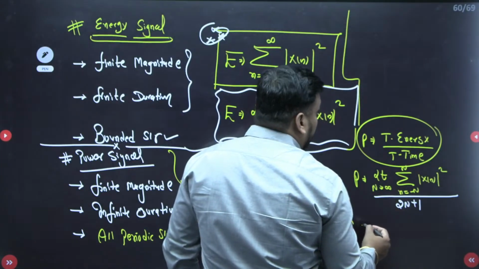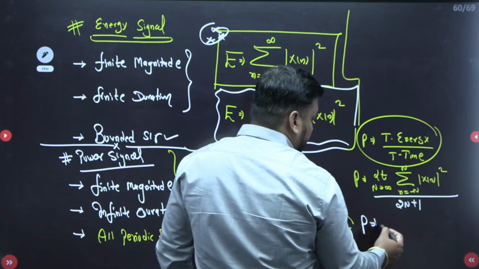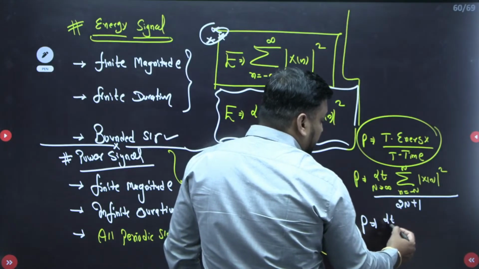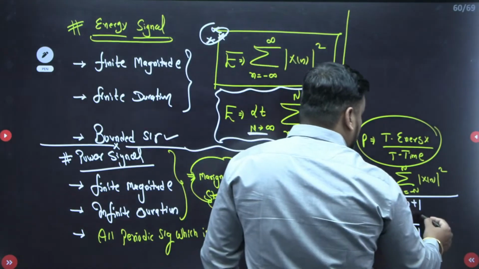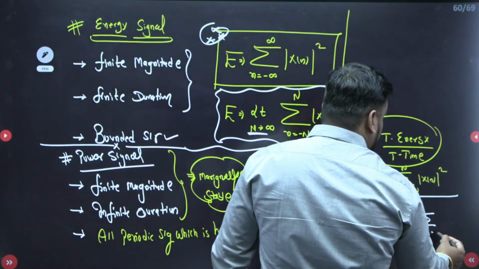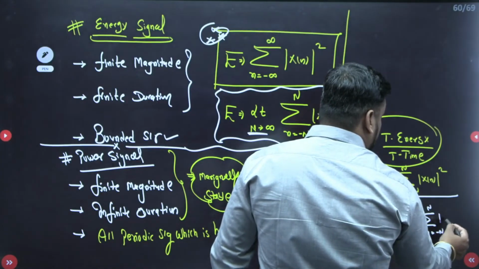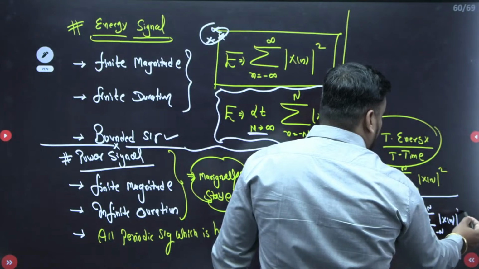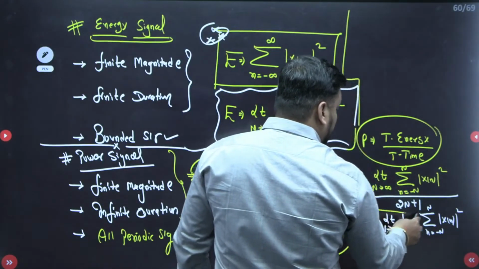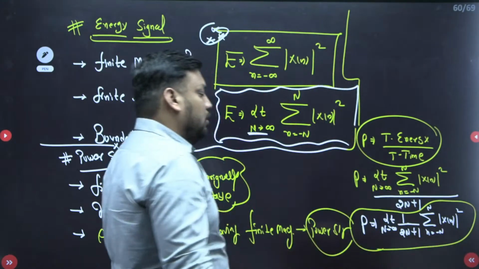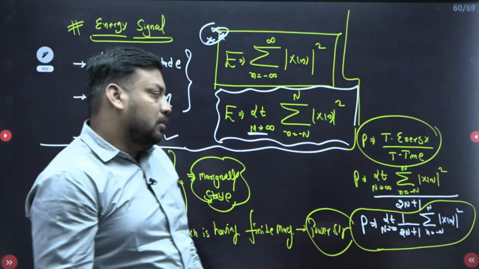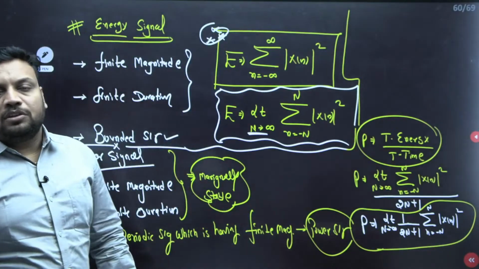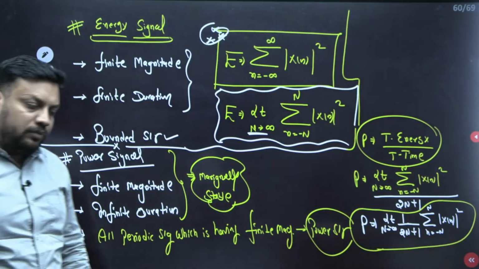So you can rewrite the power formula as limit capital N tends to infinity, 1 upon 2N plus 1, and sigma of n from minus N to capital N, mod of x[n] whole square. So this is nothing but your power formula, guys. Limit N tends to infinity, 1 upon 2N plus 1, sigma from minus N to N, mod of x[n] whole square. So this is all about the energy formula and power formula.